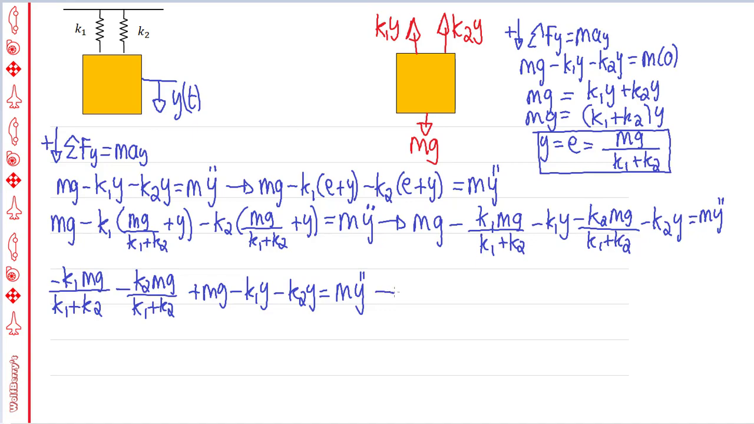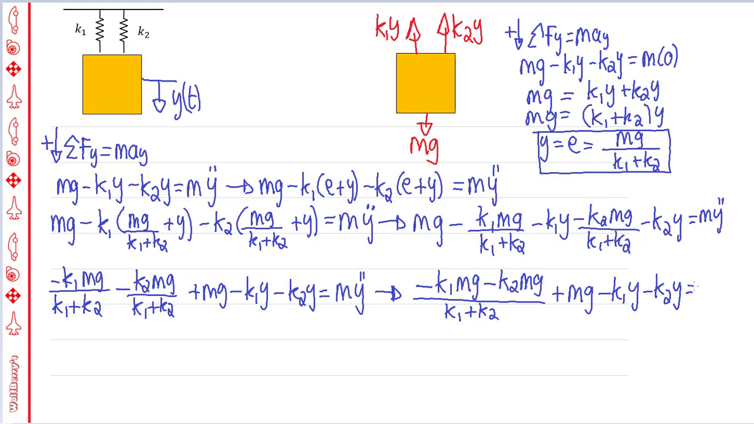So let's go ahead and add these two fractions together. So those two fractions left will become minus k1 mg minus k2 mg, all divided by the same denominator, k1 plus k2, plus mg minus k1y minus k2y equals my double dot.